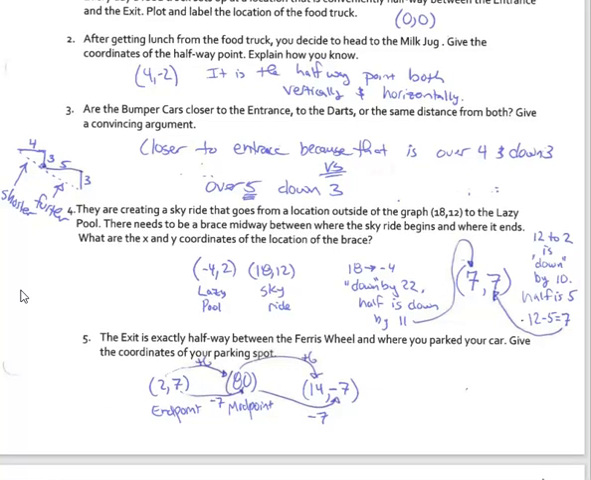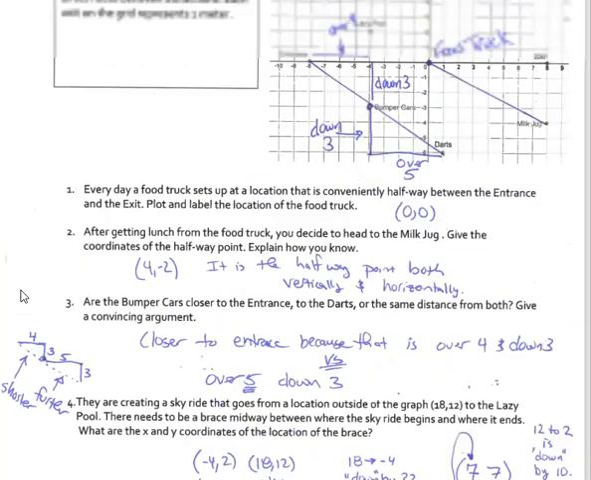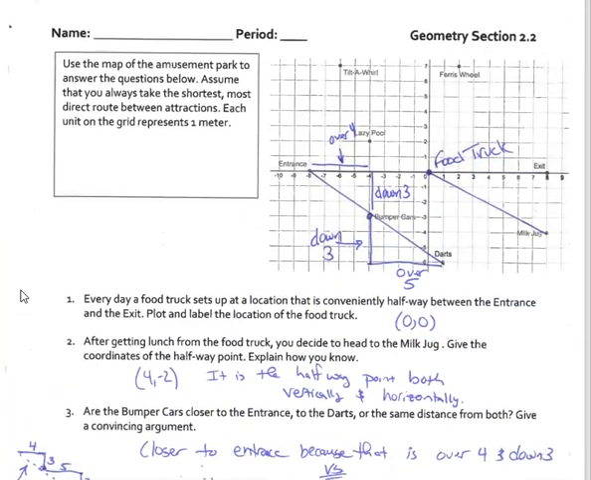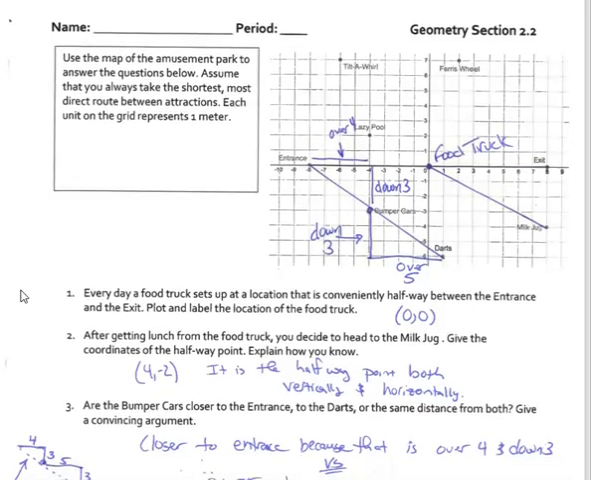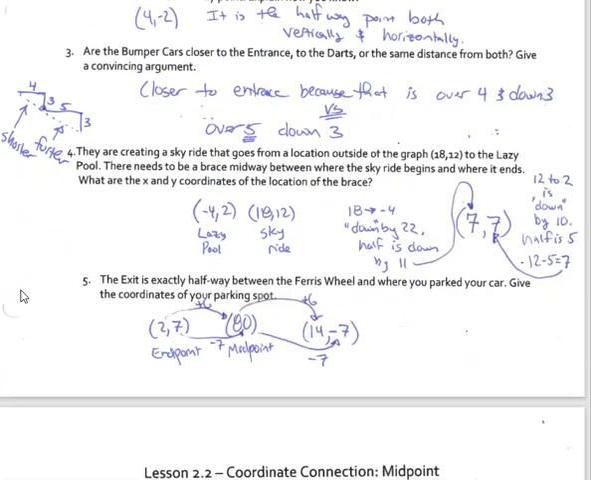So the next one is the exit is exactly halfway between the Ferris wheel and where you parked your car. Give the coordinates of the parked car. So when we look at this, you could see the Ferris wheel, you can go to the exit, and if you kept going in that direction to get to your car, it's off the graph. So one way students did this is they saw that you had to go over by 6 to get to the exit, so they went over by 6 again. They went down by 7 to get to the exit, so you'd go down by 7 again. And that brought them to 14, -7.